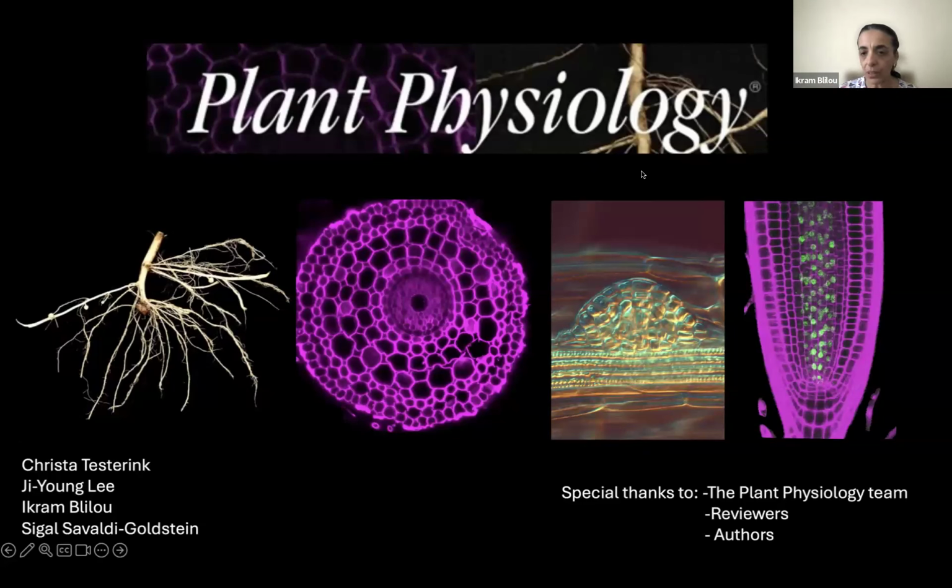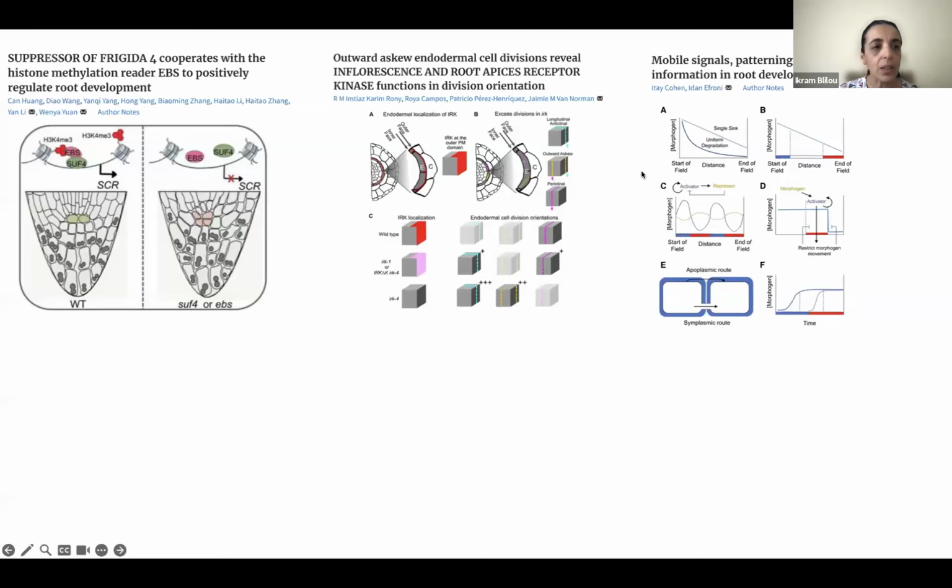So for example, if you go to Wang et al., they looked at how epigenetic modification based on histone methylation acts to regulate patterning, especially in the quiescent center, where we show how cell division in the quiescent center is regulated through histone methylation.